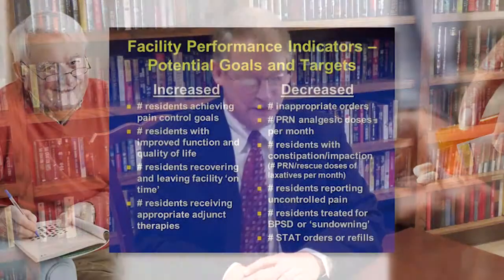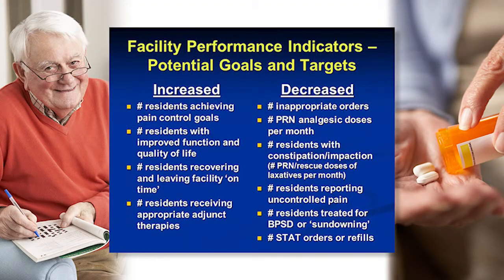We have indicators that could show an increased number if our system is working appropriately. We would see an increased number of residents who are achieving pain control goals as established at their care planning. We could see an increased number of residents with improved functioning and with improved quality of life. We could see an increased number of residents that are recovering and essentially leaving the facility, I'll use the term on time, as anticipated with an admission care plan to a skilled unit, showing again that by proper use of pain medications they are able to comply and complete their therapy in a prescribed manner.